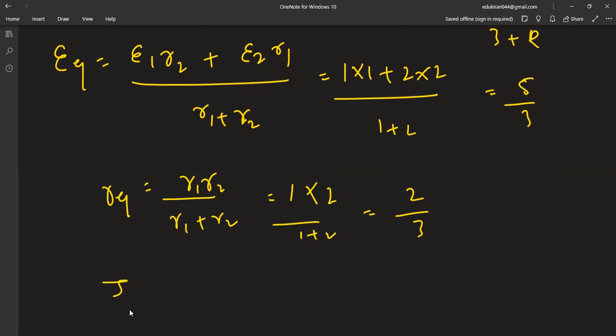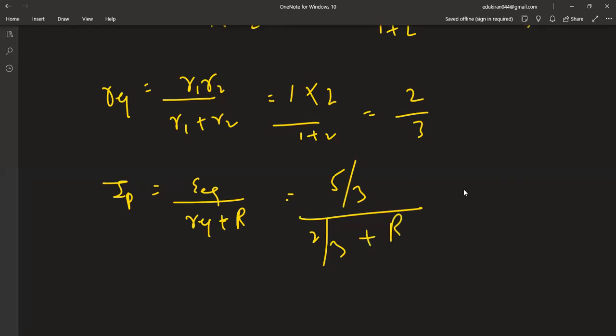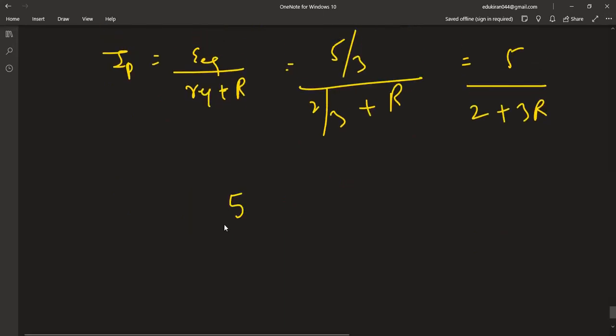If they are connected in parallel, then the current is E equivalent by (R equivalent plus the external resistor, capital R). So everything we have calculated. This is 5 by 3. This is 2 by 3. And this is unknown, that is R. So this is equal to 5 by (2 plus 3R). Now look, this question is telling you that the current in the two cases, parallel and series, is the same. So you can equate 5 by (2 plus 3R) equal to 3 by (3 plus R).